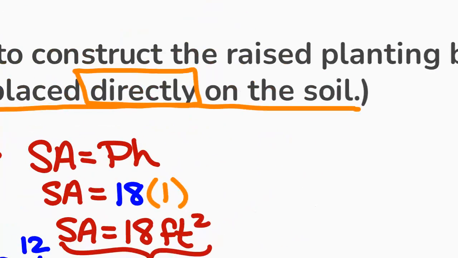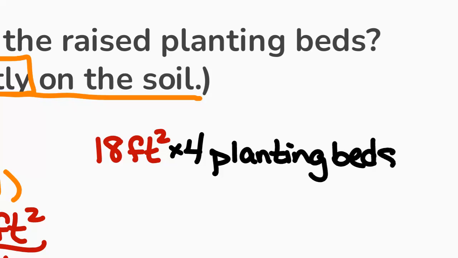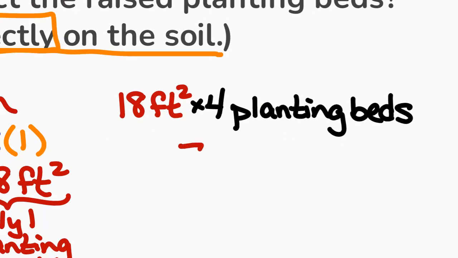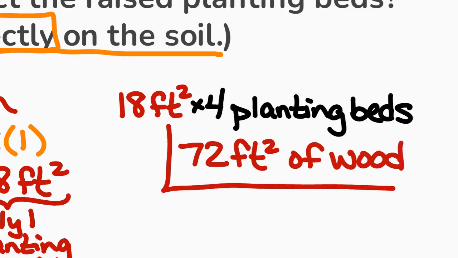And we get 72 again. So 18 feet squared times 4 planters, and we get 72 square feet of wood. Nicely done.